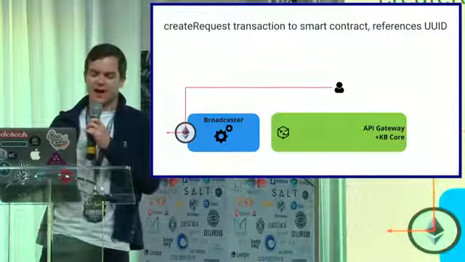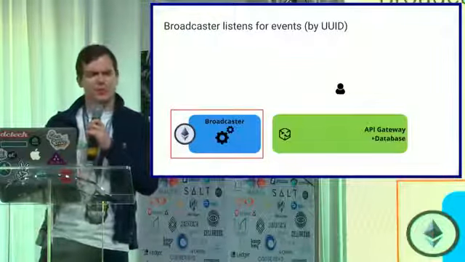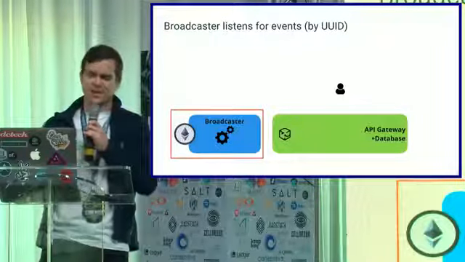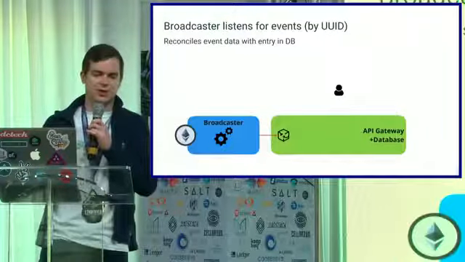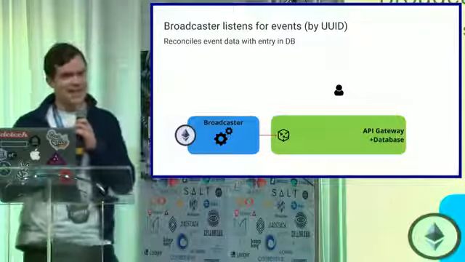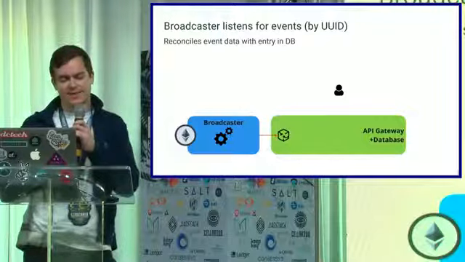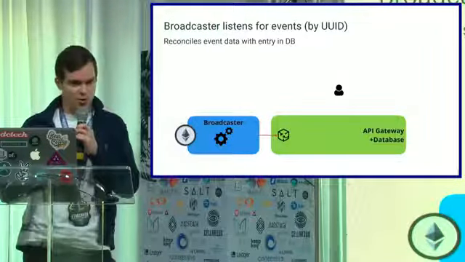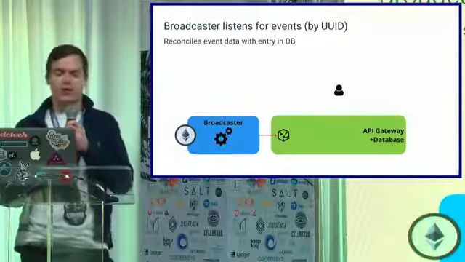The broadcaster, which is that event subscription service I mentioned, is going to be listening for those events. When it receives one of the events, it uses the UUID to look up the data in our database, and then reconciles the event data with the data that we expect to be in that event, which we've already stored on our side from the previous API call.